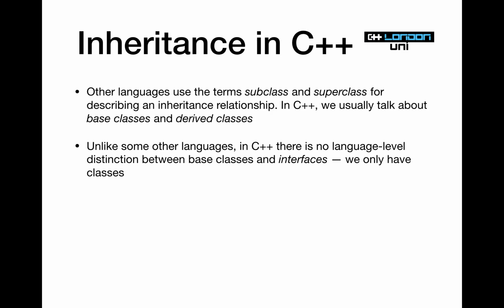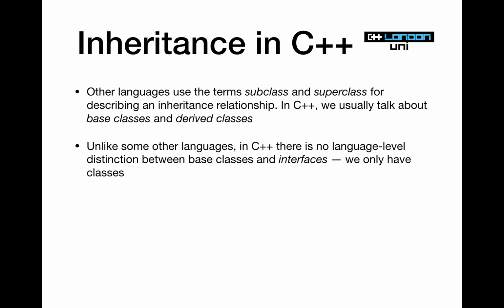Do you not have abstract methods? You do have abstract methods. We'll talk about those later on. Is that because C++ supports multiple inheritance? It's exactly because C++ supports multiple inheritance. So what we can do is have a class that has nothing but abstract methods in it, and that functions more or less identically to the way an interface functions in Java.